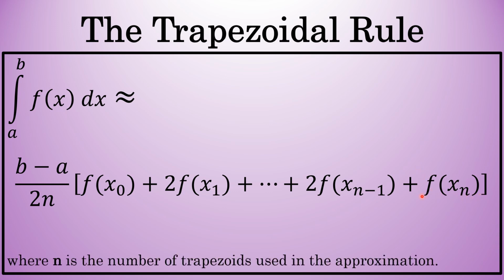N in this rule is the number of trapezoids used in the approximation. We're going to do an example in a second, but you could use any number of trapezoids. The more trapezoids you use, the more accurate your answer, but the more arithmetic you have to do to come to that approximation.